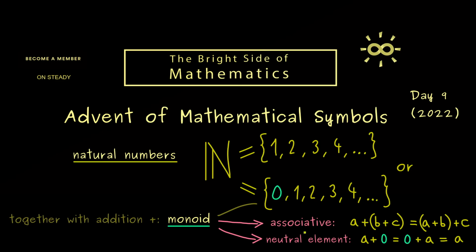And with this, you now know the definition of the mathematical concept called a monoid. And moreover, you also know an important example, the natural numbers, including the 0 element.